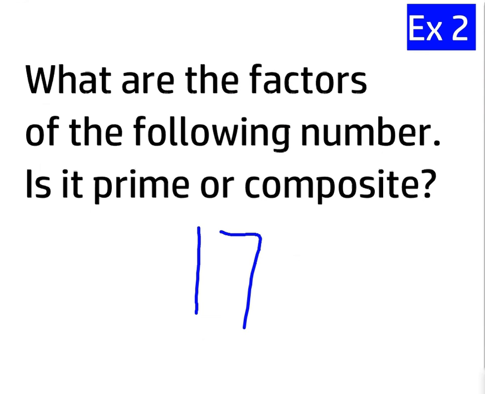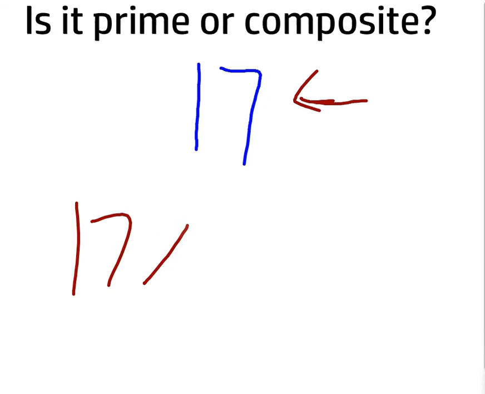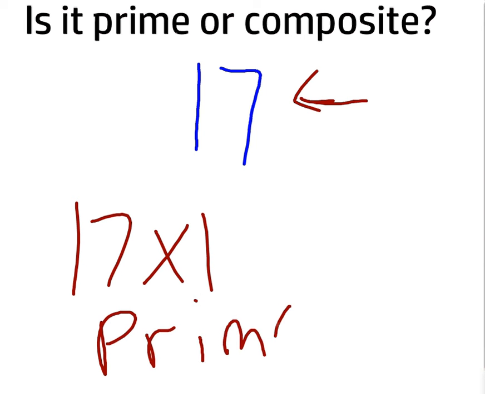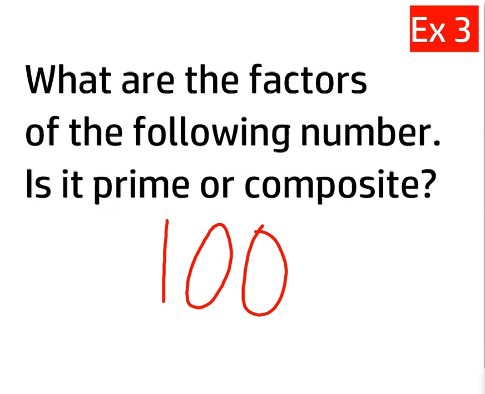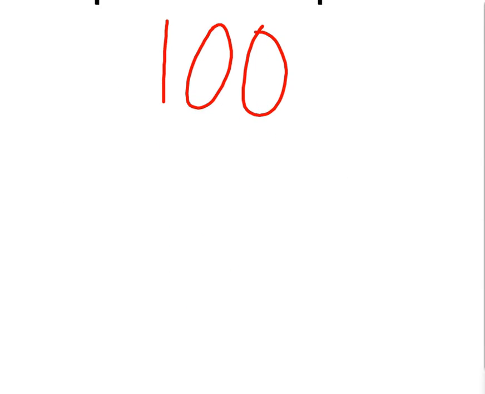Next example, what are the factors of 17, and is it prime or composite? 17 times 1, anything else? So if there's nothing else, then it is prime. Yep. Next example, 300. Let's go ahead and just start listing those out.